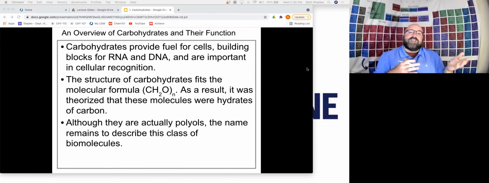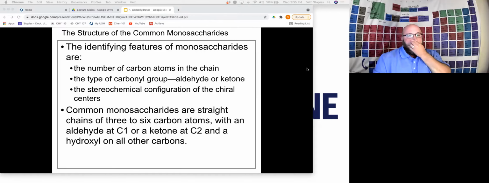We found since that that's not true, that these are actually polyols. They're compounds that have multiple alcohols on them. However, the name remained. And so we stuck with the name of carbohydrates. When we start to look at carbohydrates, one of the other names for them are saccharides. And that name maybe sounds familiar as sugars, saccharide, sugar. A monosaccharide means that it's made up of, just as the name implies, one saccharide unit.